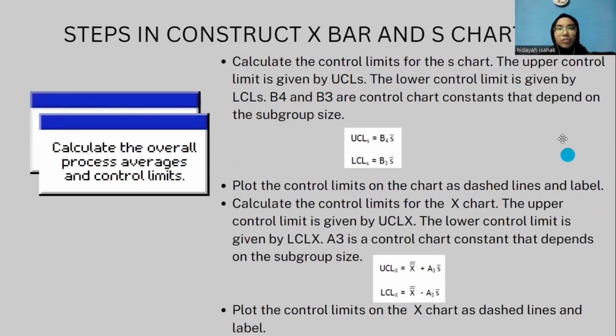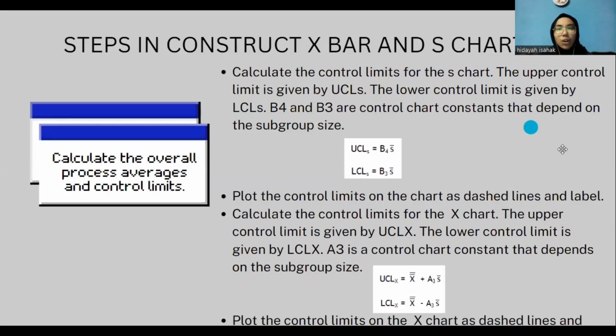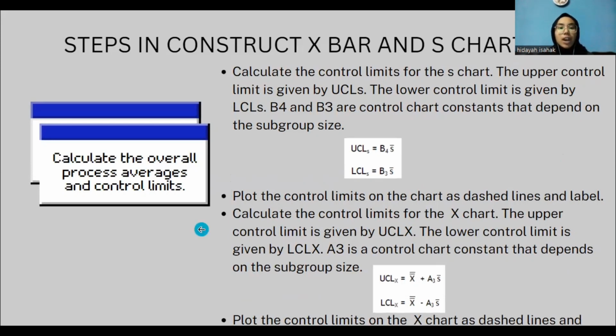And then we have to calculate the control limit for the S chart. The upper control limit is given by UCLS. The lower control limit is given by LCLS. B4 and B3 are control chart constants that depend on the subgroup size. For your information, B4 and B3, we can get the values from the table that has been given. This is the formula that we can calculate the UCLS and LCLS. For UCLS, the formula is B4 times S bar. For the LCLS, the formula is B3 times S bar. And then we plot the control limits on the chart as dashed lines and label.